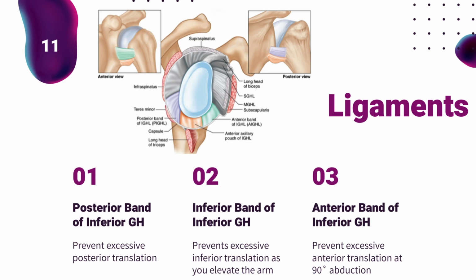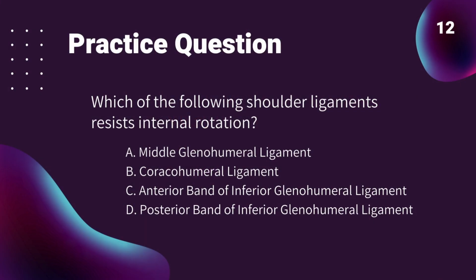We'll get to our first practice question. Which of the following shoulder ligaments resists internal rotation? A, middle glenohumeral ligament, B, coracohumeral ligament, C, anterior band of inferior glenohumeral ligament, D, posterior band of inferior glenohumeral ligament. I'll give you a moment to answer. Please pause if you're not ready to review.